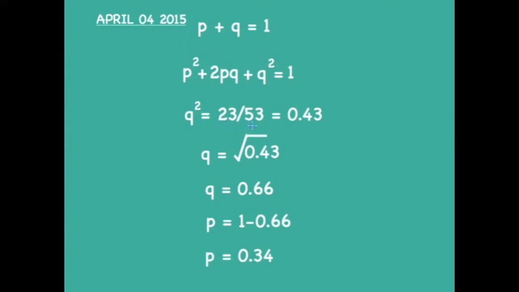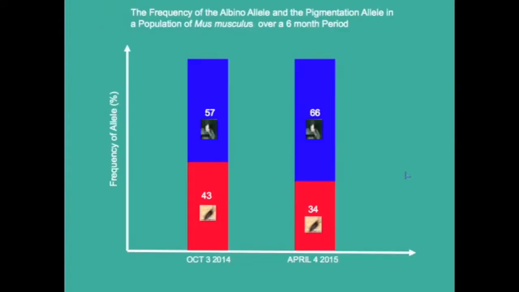Given 23 out of 53, this time the frequency of the albino allele q comes to 0.66, and the frequency of the dominant allele, the one that provides pigmentation, is 0.34. The question to ask is, how significant are these changes? A change in allele frequency of the recessive allele from 57% or 0.57 to 66%, and for the dominant allele from 43 to 34%.